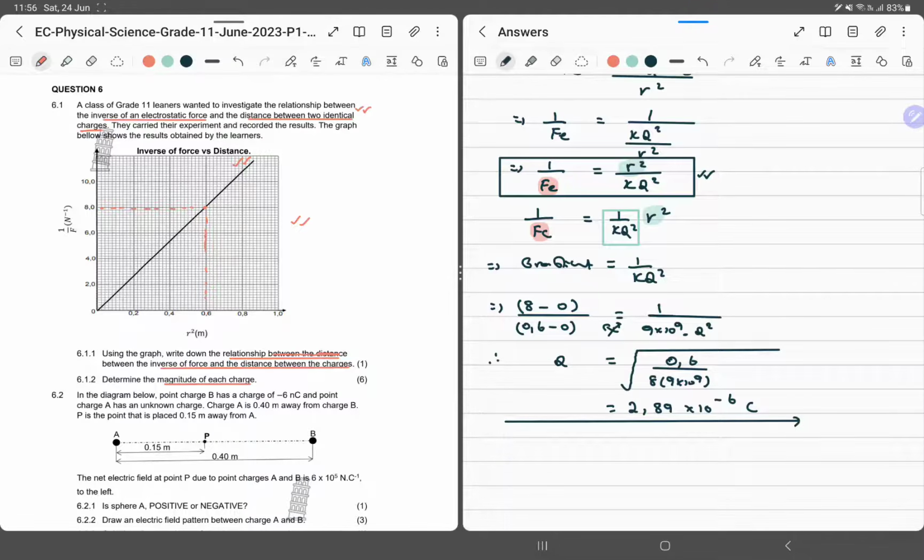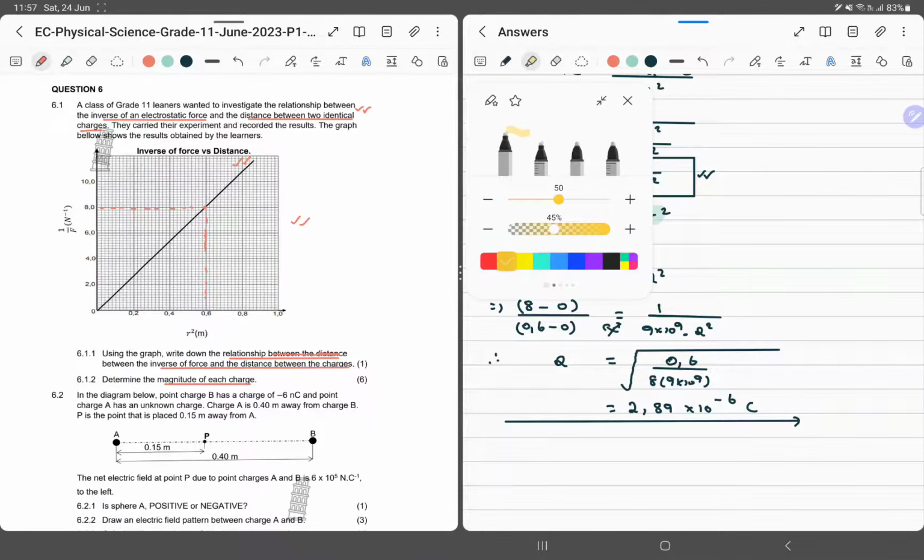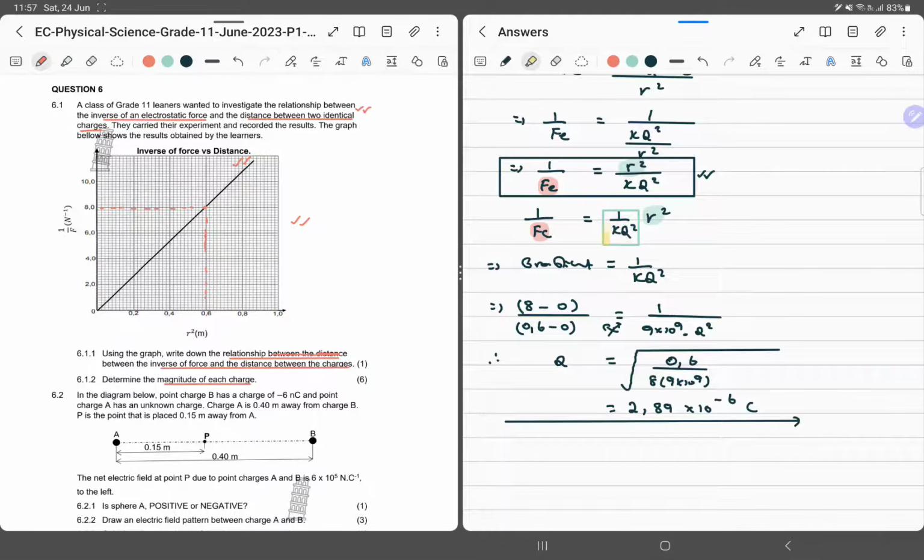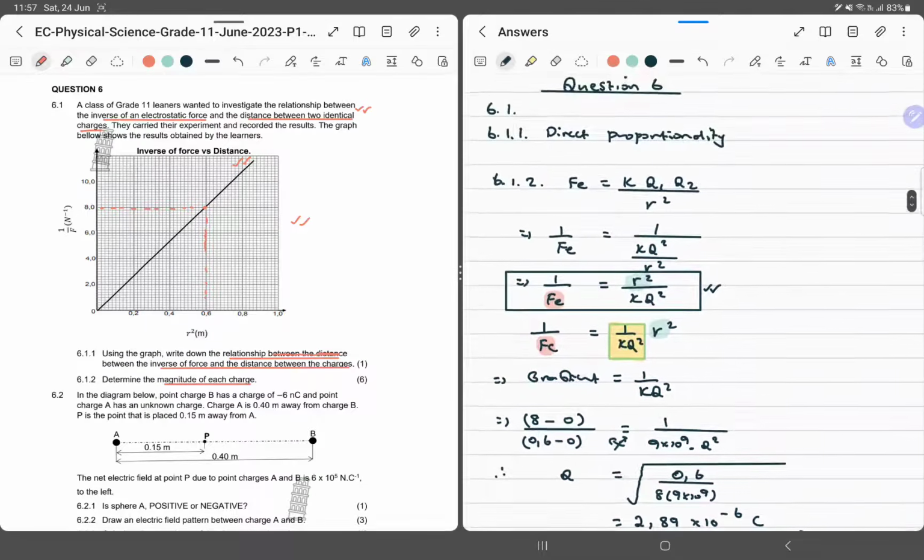So sometimes you need to be smart because you have a lot of issues. So if you identify the gradient, which was our key factor, because knowing that we have a gradient on the graph, we could easily use that as our means to an end. Okay, so that's how we get those 6 marks.